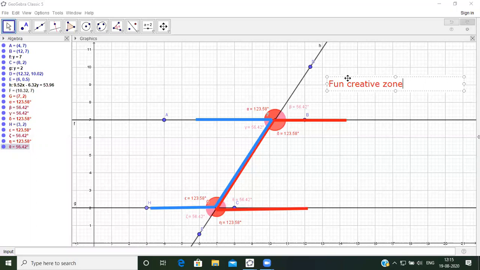So hope you understood everything very clearly. Whenever a transversal cuts two parallel lines, we will get interesting facts. So what are they? Corresponding angles are equal. Alternate interior angles are equal. Angles on the same side of the transversal form supplementary angles. These angles are also called allied angles.